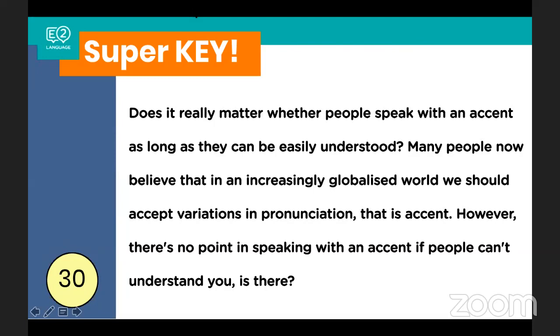All right, and now I'll do it with meaning, when I actually try and convey meaning across. Does it really matter whether people speak with an accent as long as they can be easily understood? Many people now believe that in an increasingly globalized world, we should accept variations in pronunciation, that is accent. However, there's no point in speaking with an accent if people can't understand you, is there? Your turn.